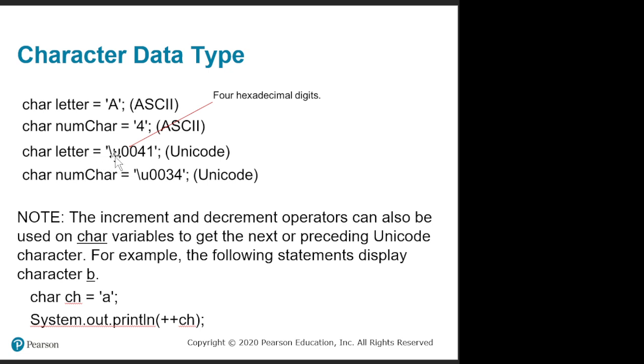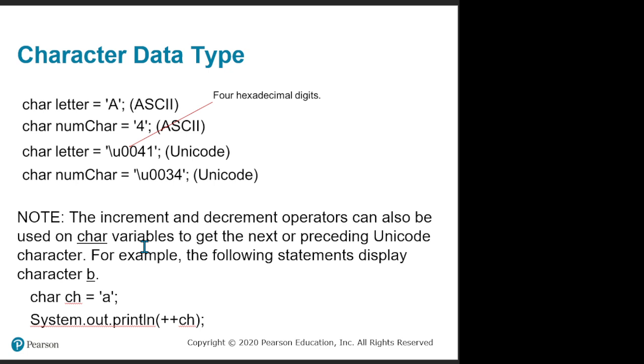Notice to do Unicode, we use a \u and then 4 hexadecimal digits. Hexadecimal is 0 through F. There are 16 digits in a hexadecimal, so F represents the number 15. The reason Unicode is done in hexadecimal is because each digit then represents a particular bit break. And so \u0041 puts a Unicode character into letter, and numchar Unicode puts in a number.